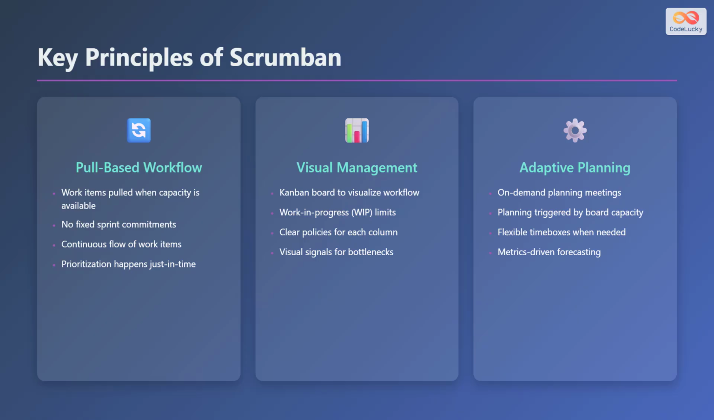The second key principle is visual management. A Kanban board is used to visualize the workflow, including work in progress limits, clear policies for each column, and visual signals for bottlenecks. The third key principle is adaptive planning. On-demand planning meetings are held and planning is triggered by board capacity. Flexible time boxes are used when needed, and metrics drive forecasting.